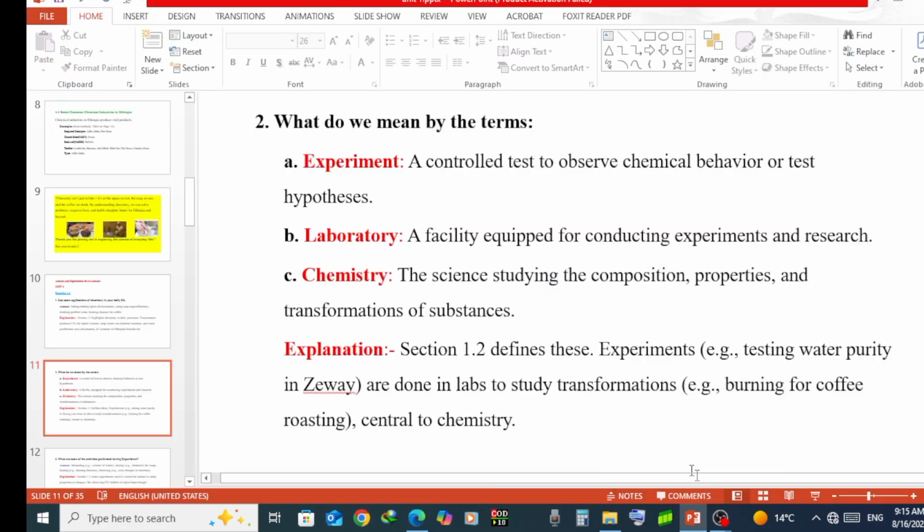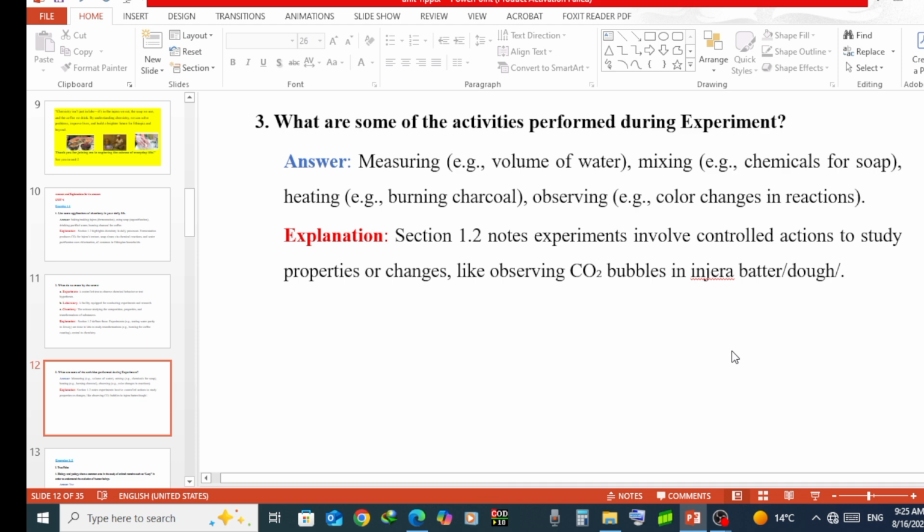Under question number 3 it says, what are some of the activities performed during the experiment? The activities performed during the experiment are measuring, for example the volume of water, mixing chemicals for soap, heating, burning charcoal, and observing color change in a reaction. So basically last time we said that observing and measuring are the activities performed in an experiment, and now here we have additional activities in performing an experiment.